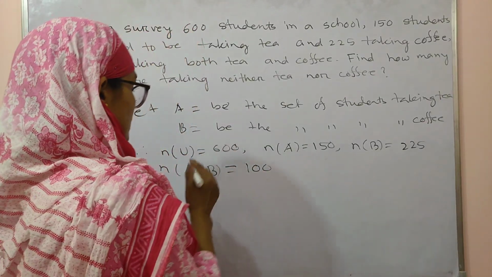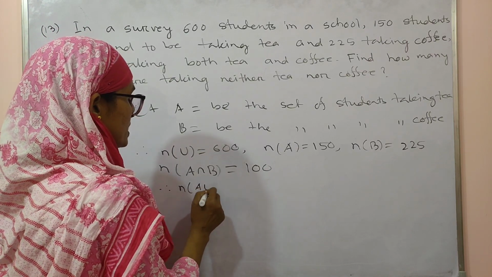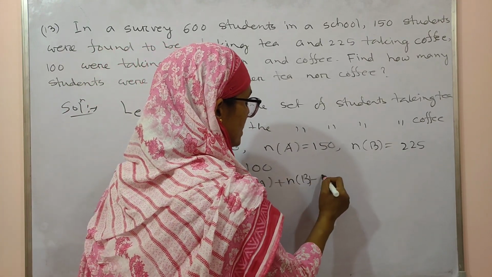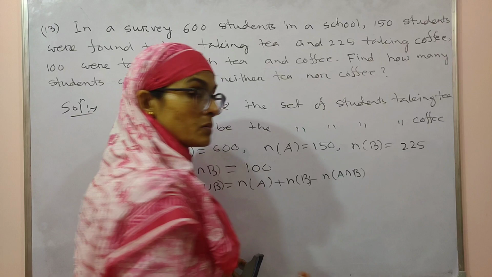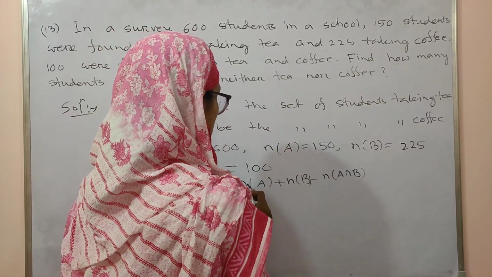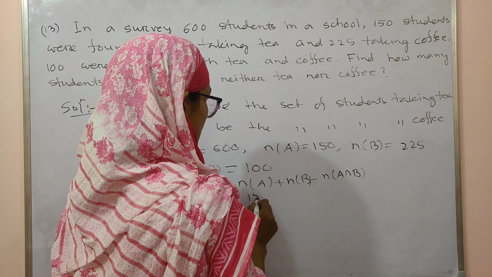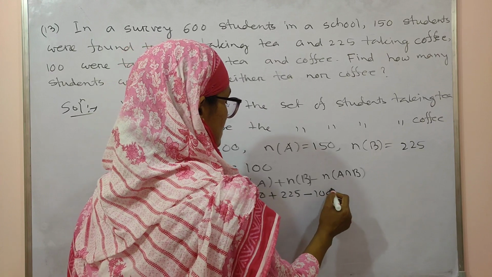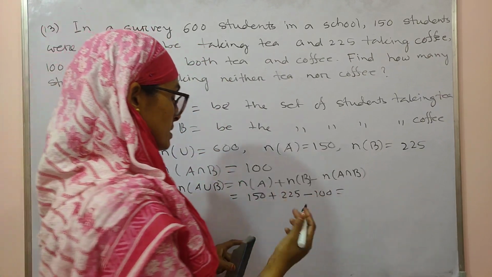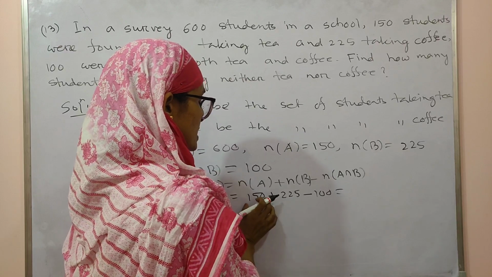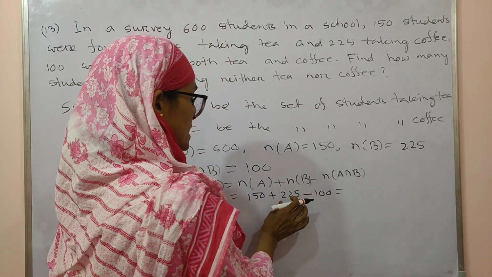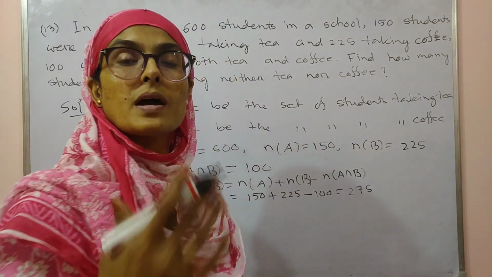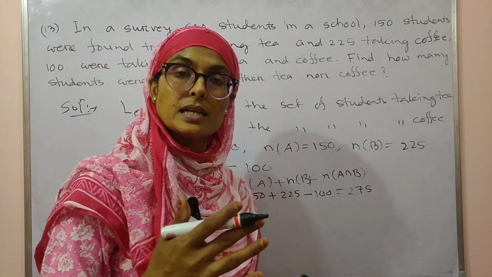Now we have to find union first, therefore number of A union B equals number of A plus number of B minus number of A intersection B. This is the formula. So put the values. Number of A 150 plus 225 minus 100. So after simplification, you got here 150 minus 100, that means 50. 50 and 225, that means 275. 275 students taking either tea or coffee.